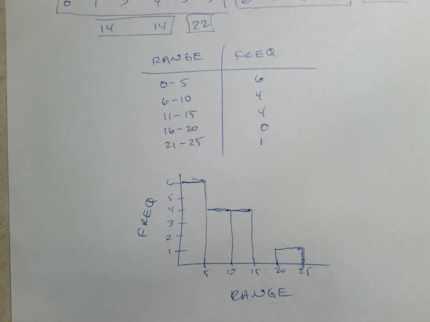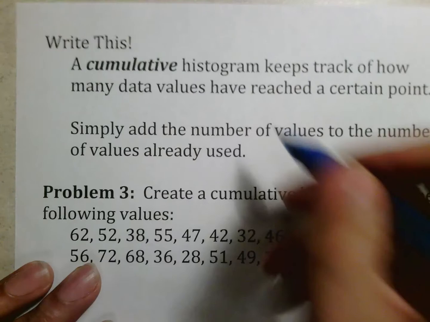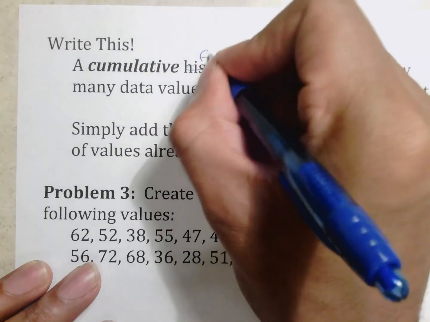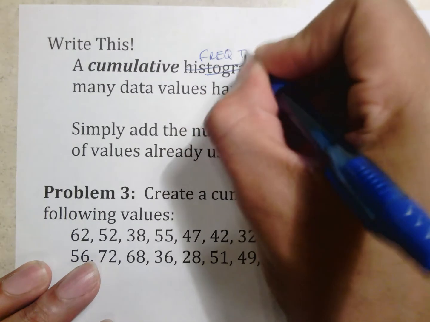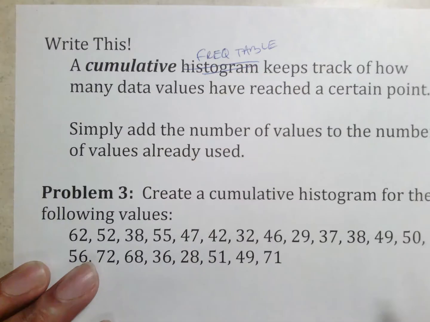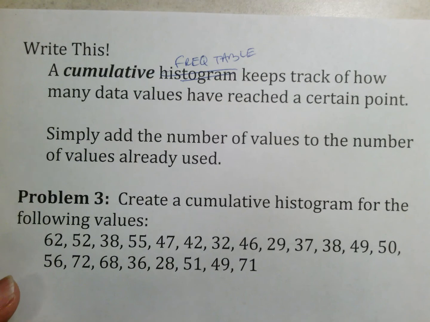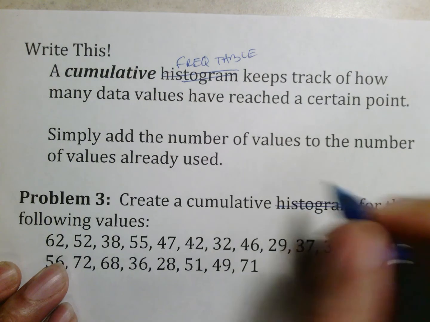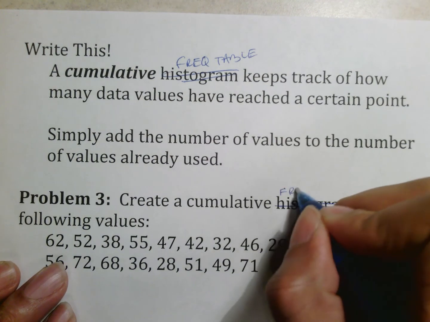Alright? The last thing they're going to ask you to do, it's actually not a cumulative histogram, it's a cumulative frequency table. So what you're going to write is that a cumulative frequency table keeps track of how many data values have reached a certain point. So it's not a cumulative histogram. I messed up on my notes there.